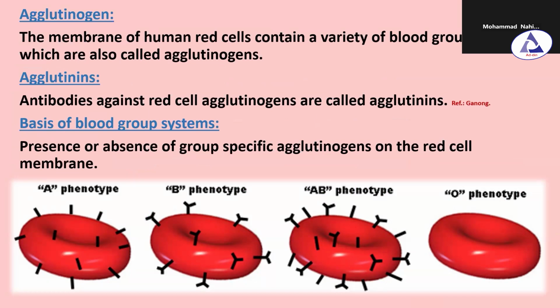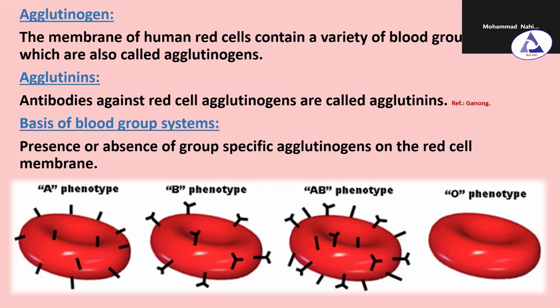For better understanding, we have to know some terms and their meanings. Those terms are agglutinogen and agglutinin. First of all, what is agglutinogen? It is nothing other than the antigens. So what are the antigens? The membrane of human red cells contains a variety of blood group antigens, which are also called agglutinogen.